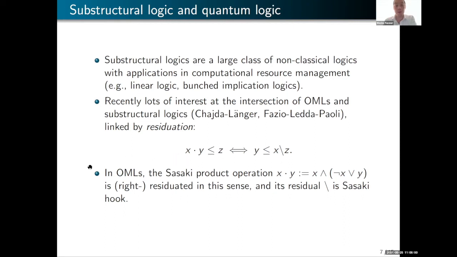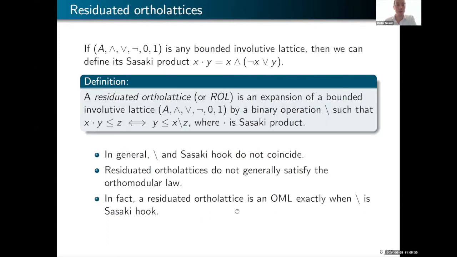In orthomodular lattices, the well-known Sasaki product operation is the kind of strong conjunction we might want to consider, the quantum conjunction. And it's right residuated in exactly the sense I've given above. And its residual is the well-known Sasaki hook operation, which supports this interpretation of the Sasaki hook as being an implication for quantum logic. For us, this will not be the case, however. We will not take the Sasaki hook as being the corresponding implication.